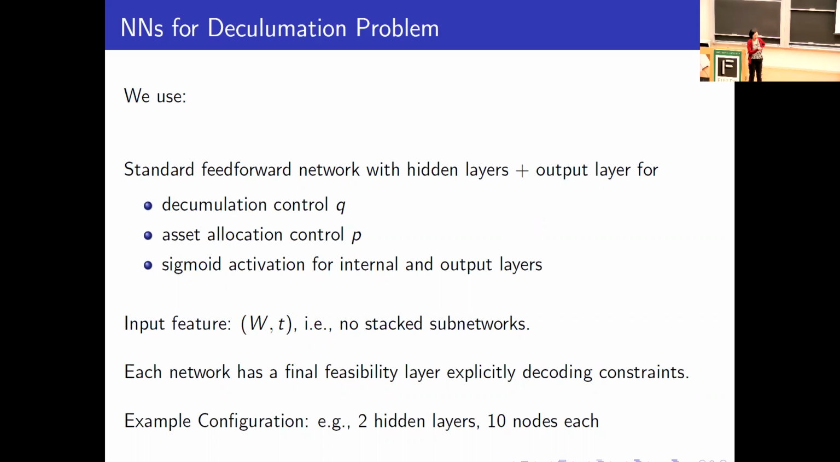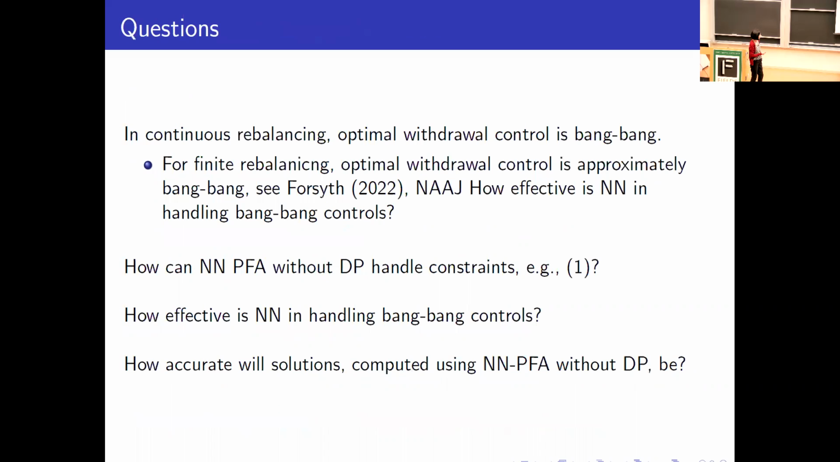It turns out, as I will show you, that I can add a specially designed output layer that encodes all the constraints. I'll show you how I do that in a minute. The neural network is fairly simple: two hidden layers, 10 nodes each, for the withdrawal and the allocation control respectively.